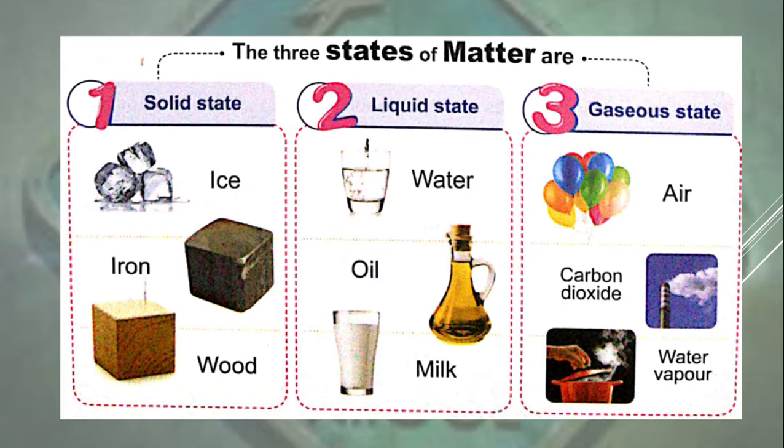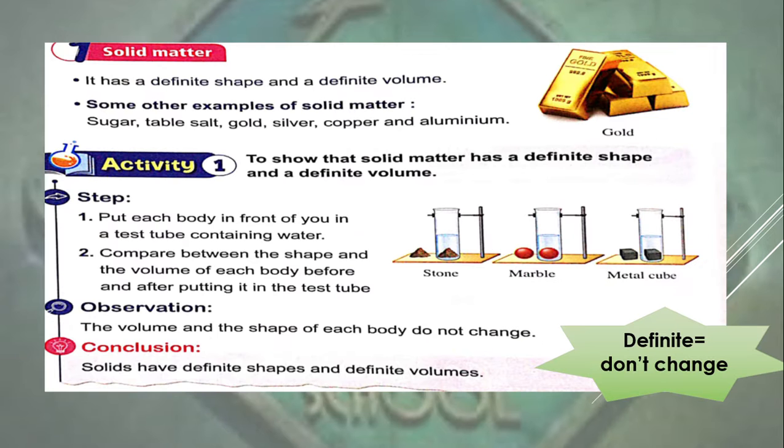Solid, as ice, iron, wood. Liquid, as water, oil, milk. Gaseous, like air, carbon dioxide, and water vapor. Let's identify the properties of each of them. Let's start with solid matter.